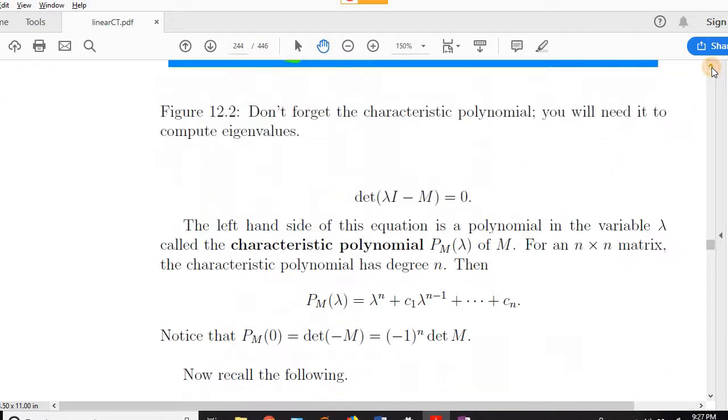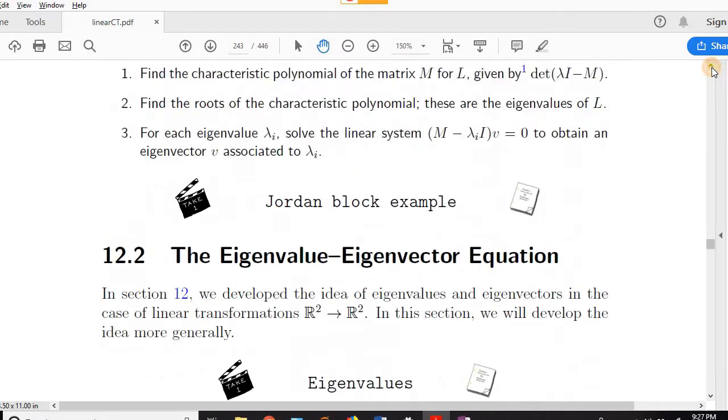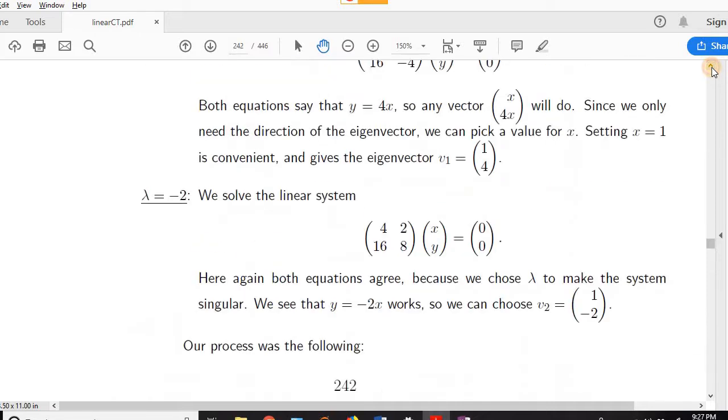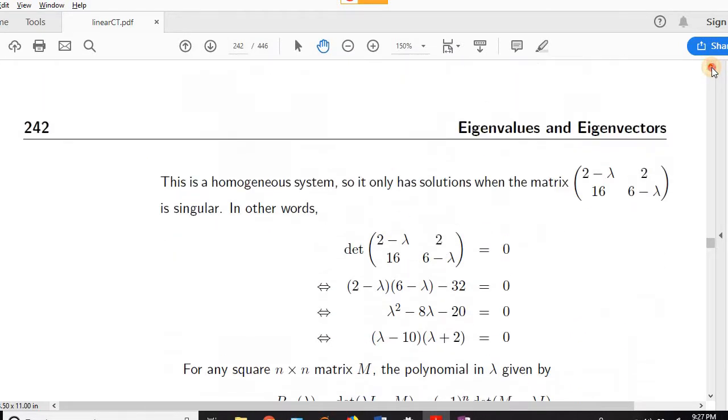Let's see if I can find where he talks about diagonalizing. That's one of the weaknesses, I think, of this chapter: he doesn't talk very much about what it means to diagonalize a matrix.